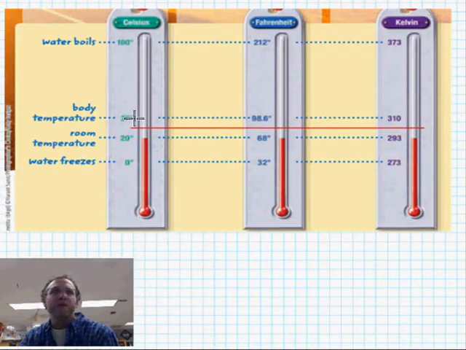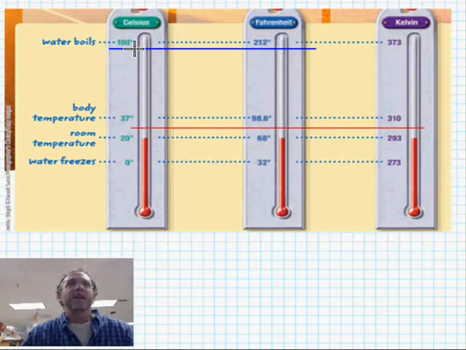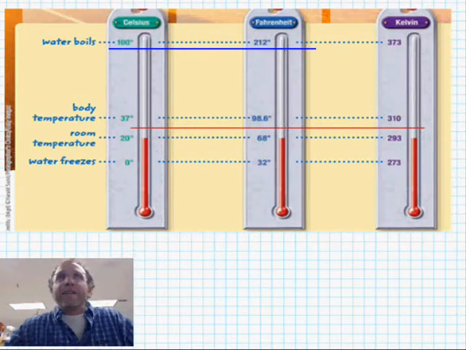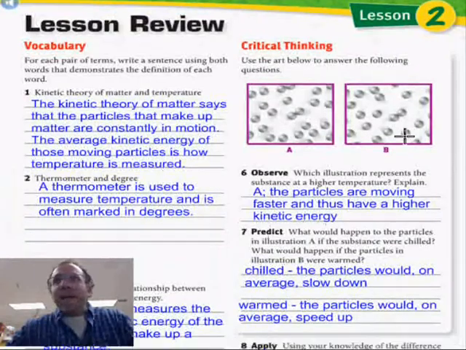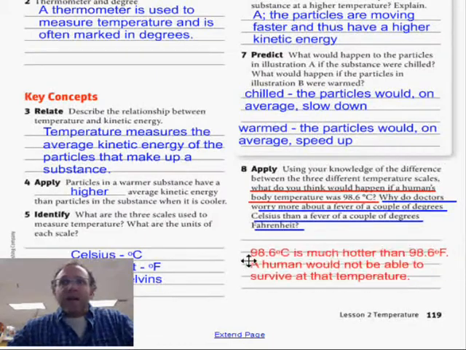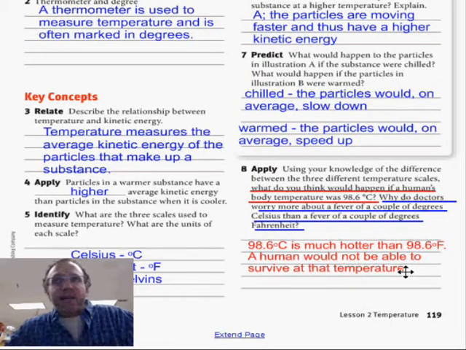So I'm going to draw a line here on the Celsius scale where 98.6 degrees is, and I'm going to continue it through the Fahrenheit because we're comparing those two. So 98.6 degrees Celsius is pretty close to the boiling point of water, and that's pretty high, almost 210 degrees Fahrenheit. So you can imagine what would happen to a body if we had that kind of temperature going on. So the first part of the question, 98.6 degrees Celsius is much hotter than 98.6 degrees Fahrenheit. A human would not be able to survive at that temperature.